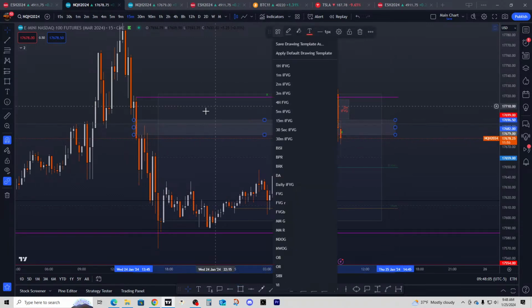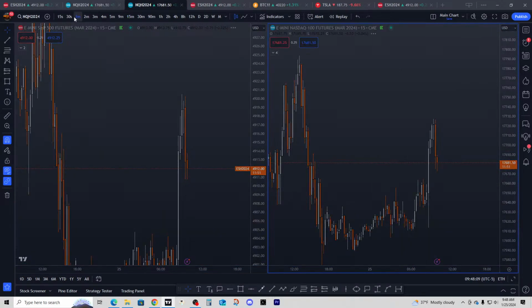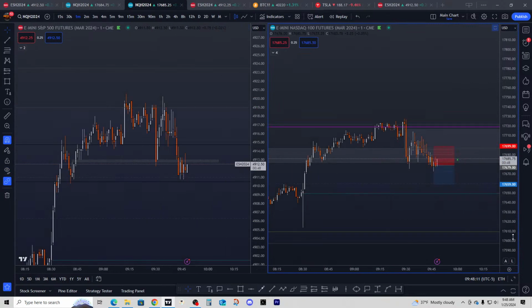Just drawing out more PD arrays. So we have a 15-minute fair value gap over here. That could act as a possible inversion. Let's see how that is being respected here.